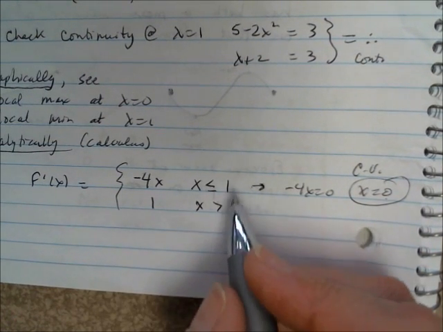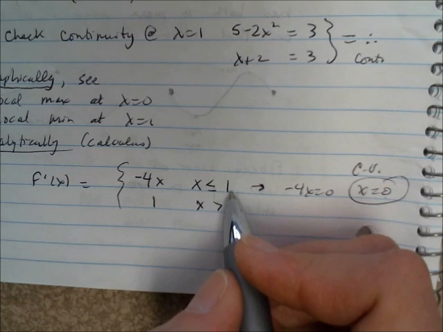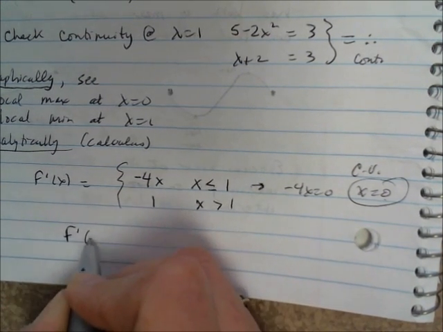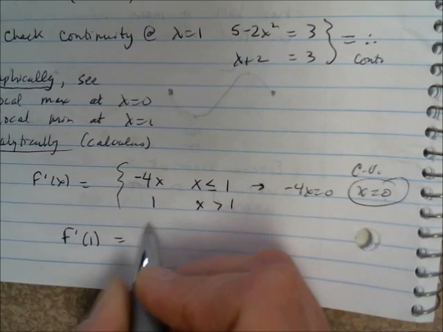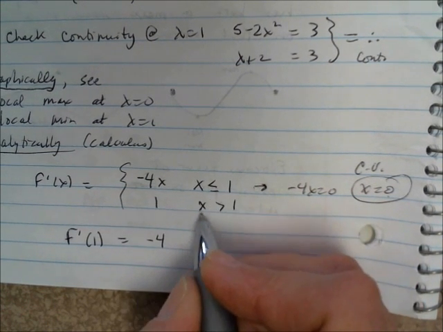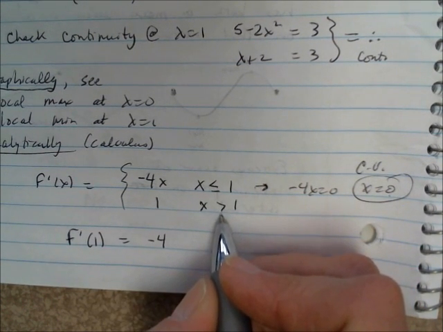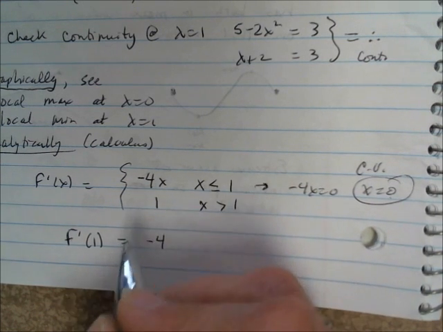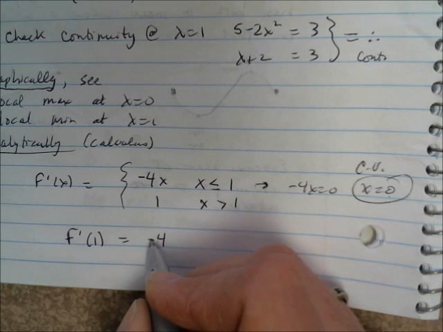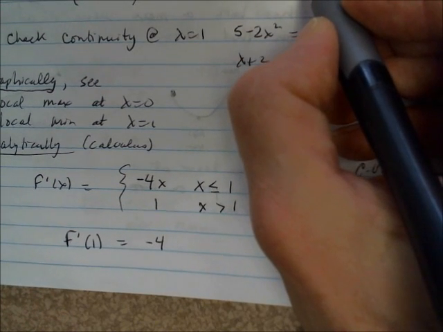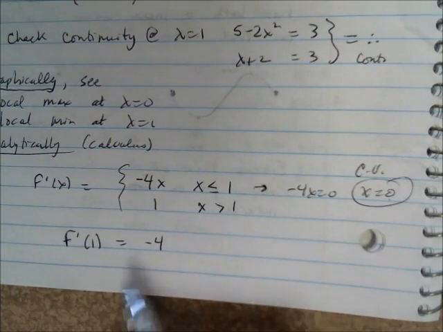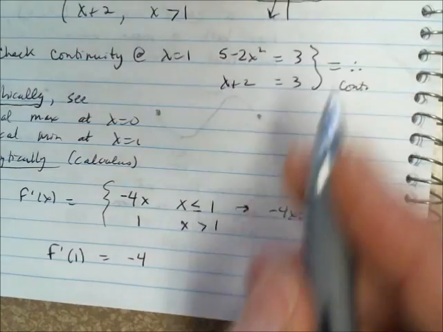And then here at this breaking point, when x is equal to 1, the derivative is negative 4. So f prime of 1 is equal to negative 4. And if you tried to find the derivative when x is greater than 1, then the derivative at this breaking point would be equal to 1. So we have a derivative of negative 4 to the left of this critical value, and a derivative equal to 1 to the right of it. And because they're not equal to each other, you have a sharp turn.